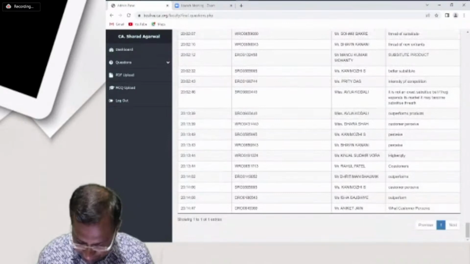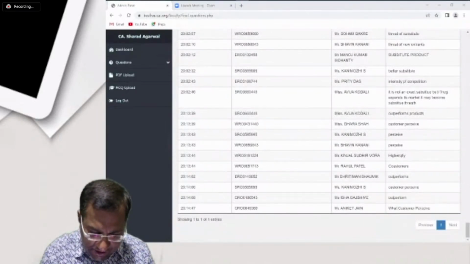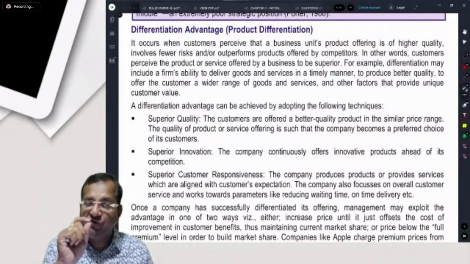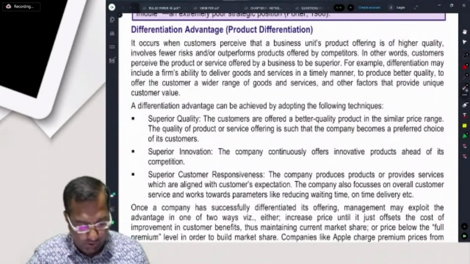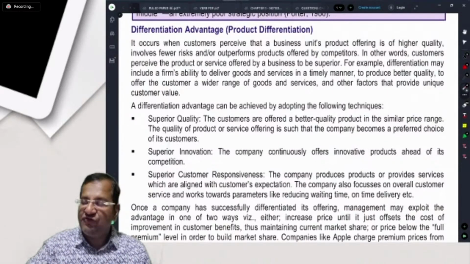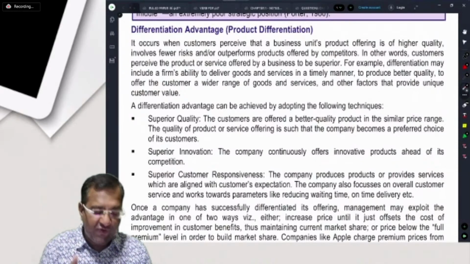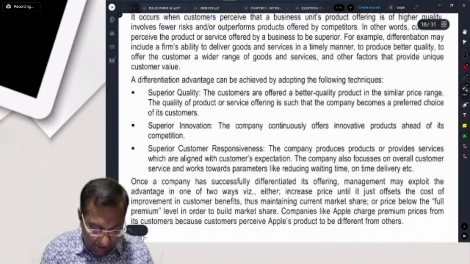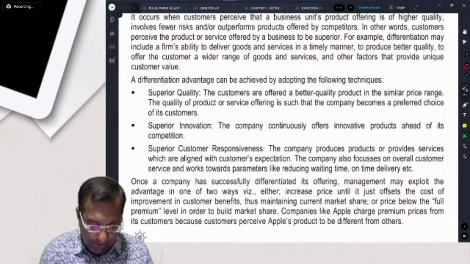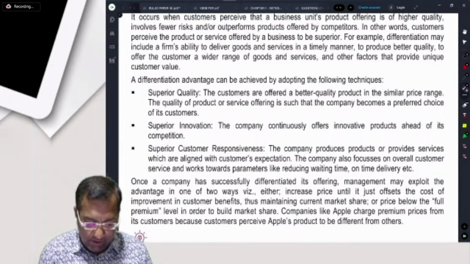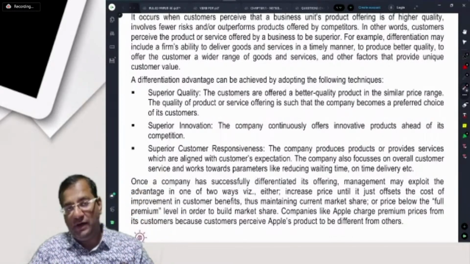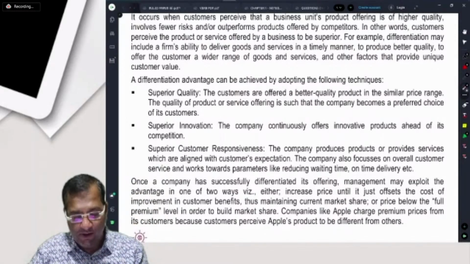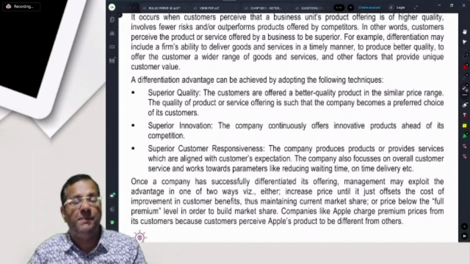क्लियर है बेटा? चलिए तो अंडरलाइन कर दीजिए इस पॉइंट को आप, वेरी वेरी इंपॉर्टेंट पॉइंट. कस्टमर वाला जो पॉइंट है ना, कस्टमर वाला जो वर्ड है, इसको आप अंडरलाइन कर दीजिए, वेरी इंपॉर्टेंट वर्ड. The same meaning in different words. When my product quality, when my innovation, when my customer responsiveness is superior as perceived by the customer, then I am said to be having competitive advantage.